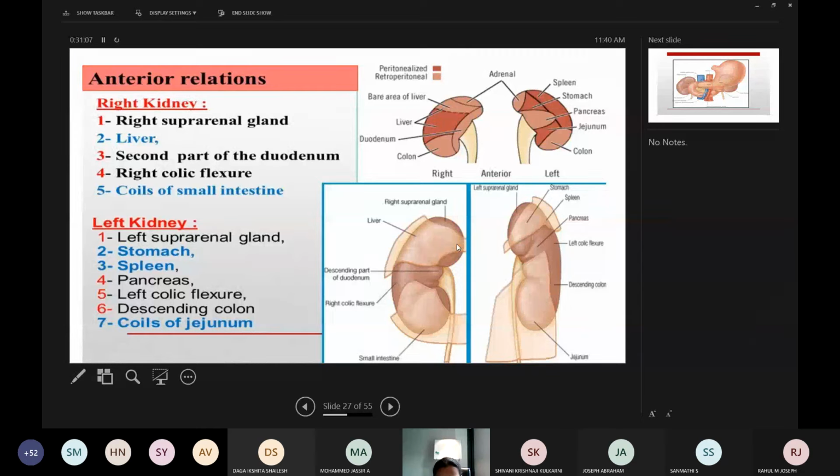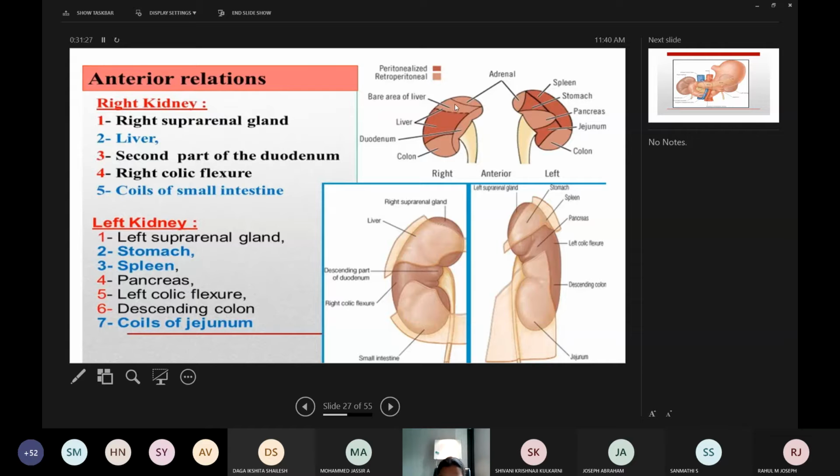That is all about the posterior relations. Now we study the anterior relations, which are different on both the sides. So the right kidney, the upper pole and the upper part of the medial border is related to suprarenal gland.